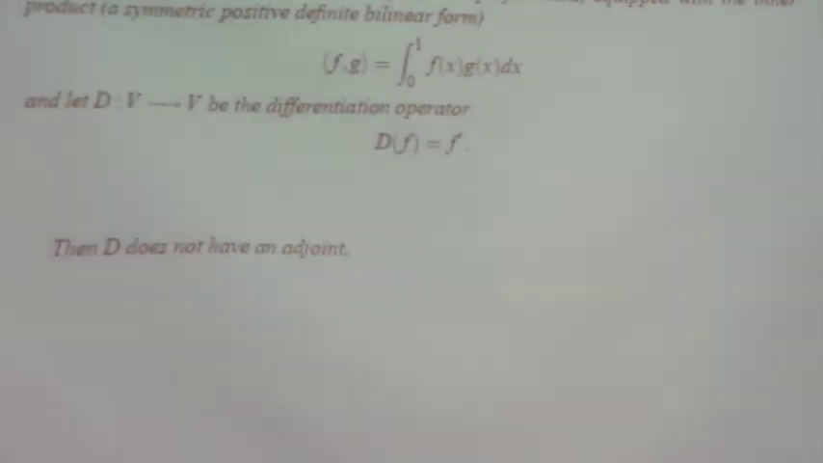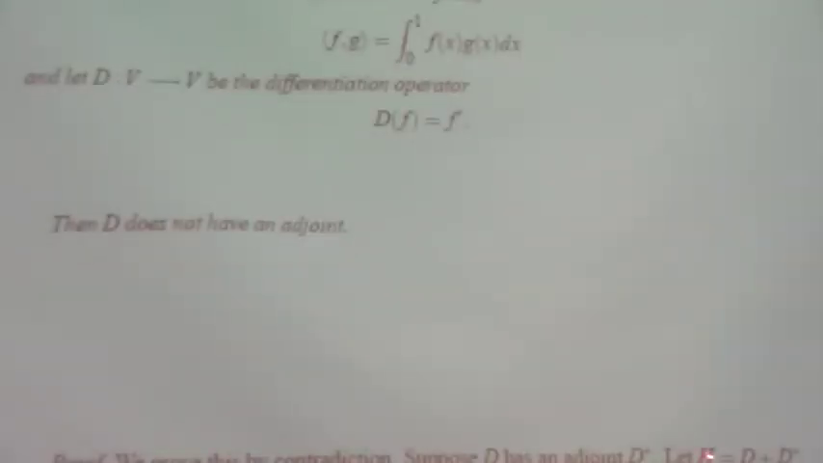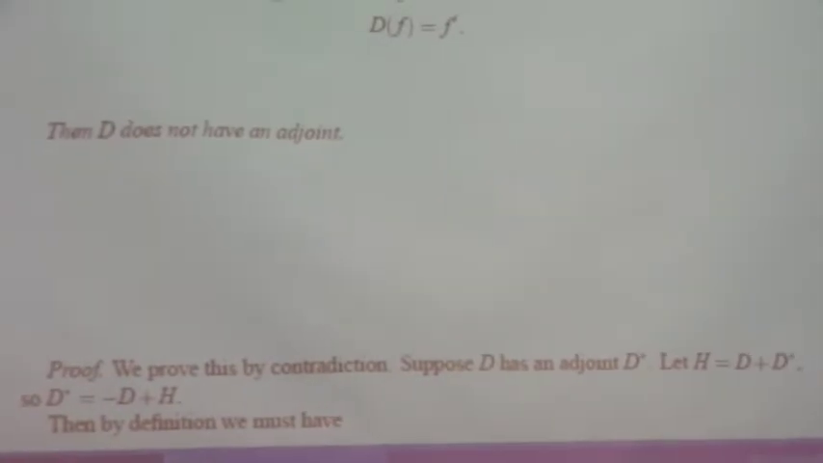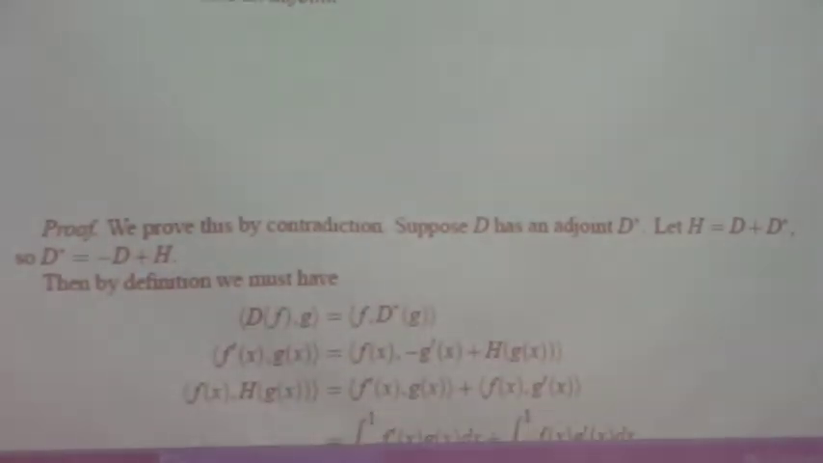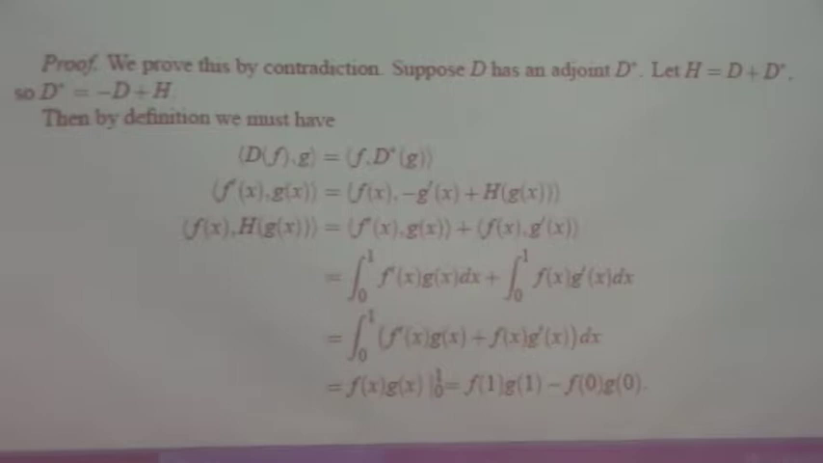So the proof is by contradiction. Let's suppose we had an adjoint D star, and let's consider the operator H equals D plus D star. So D star is minus D plus H. Okay. So here's just the definition of the adjoint. D star of g is minus g prime plus capital H of g. So let's solve for the inner product here. The inner product of f(x) with capital H of g(x) is the inner product of f prime(x) with g(x) plus f(x) with g prime(x).